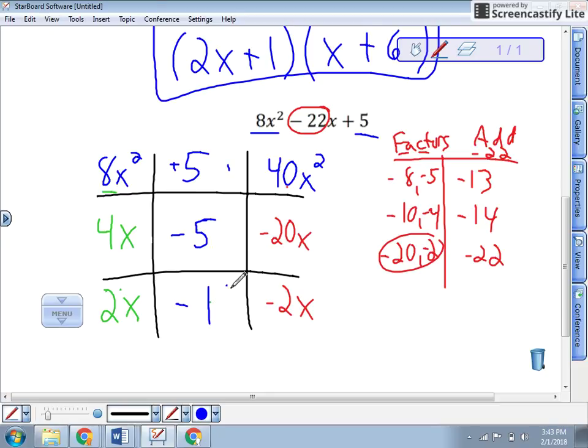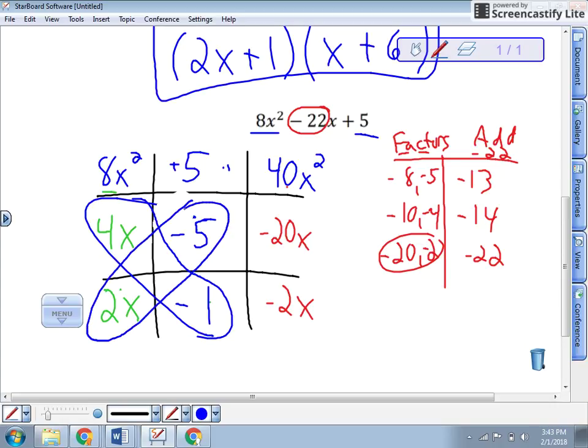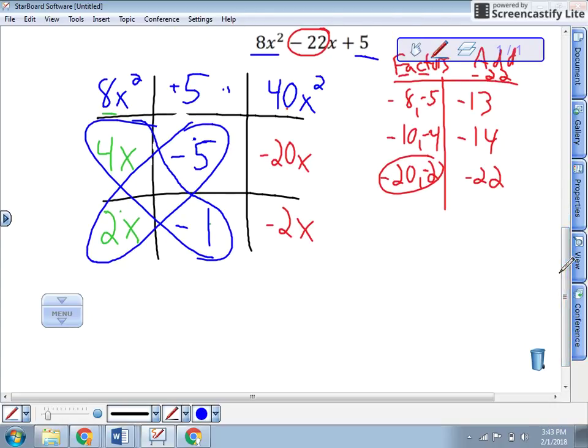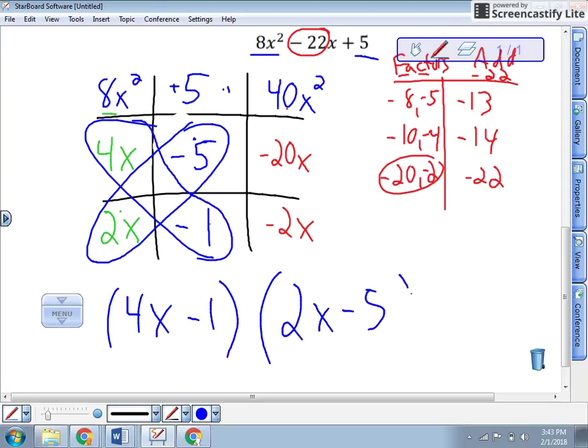Now we just find our answers. Let me make sure I circle this correctly. 4x minus 1. And then I'll do the same color here, the 2x minus 5. And all I got to do is write those down and we're done. So it doesn't matter which one you put first. You just got to make sure the sign's right. So I'm going to do the 4x minus 1, and then I've got the 2x minus 5. And that's how you do the tic-tac-toe method.